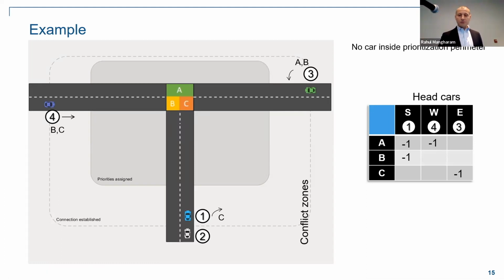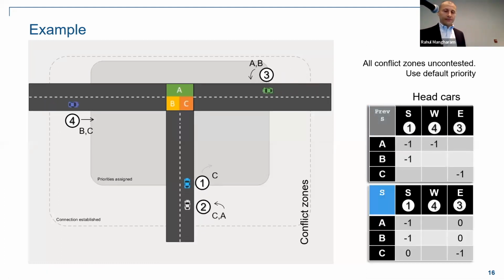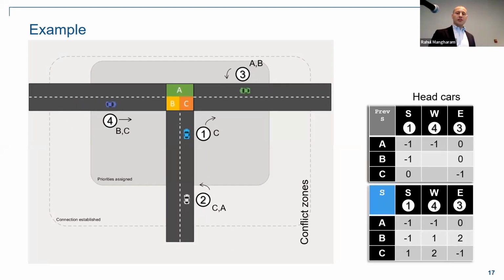Okay, as the cars move closer to the intersection, we see that car one and car three enter the priority assigned perimeter. So that's why we start assigning priorities. At the moment, since car one is the only one that wants to traverse zone C among all the cars inside the priority assigned perimeter, we have a default priority, zero. Same thing for car three, which wants to go to A, B, and at the moment is the only one that wants to do that. So zero is uncontested.